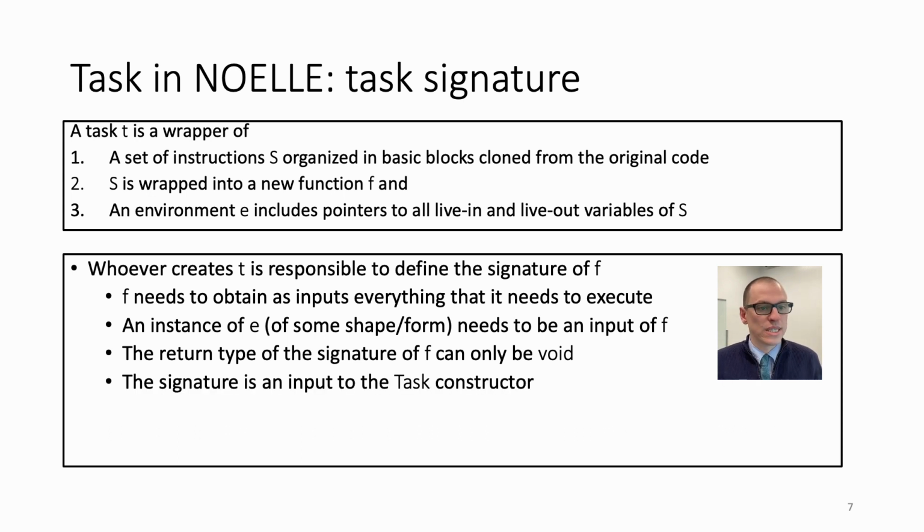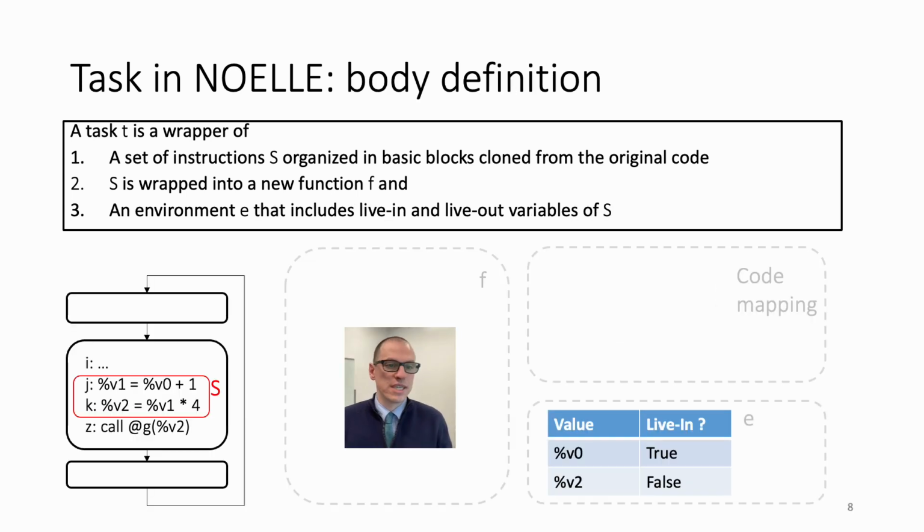The signature is an input to the task constructor. So after you set it, to instantiate a task, you have to declare a signature, and then it cannot be changed after. So for example, let's go back to our example.